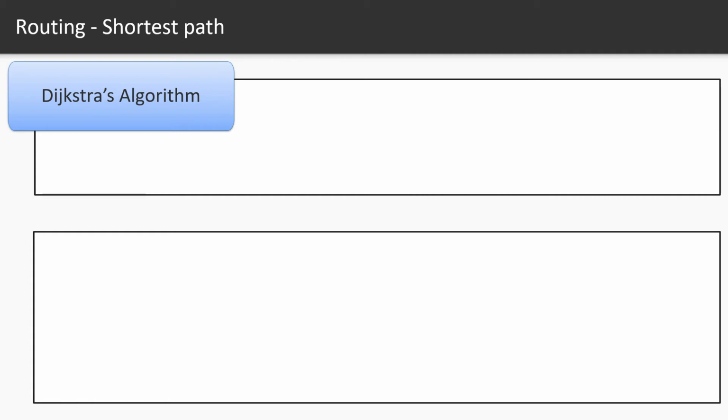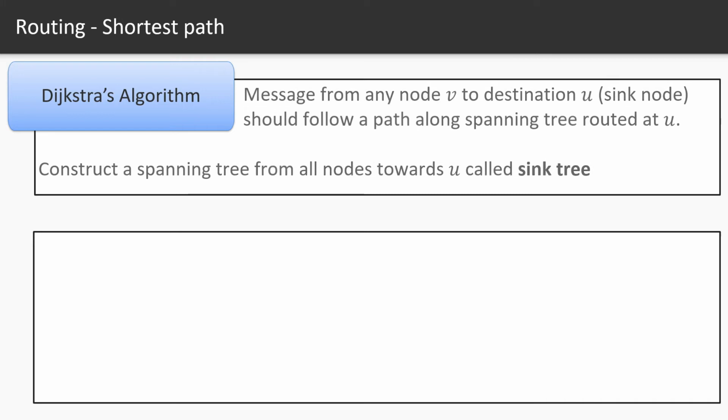In the last section, we got ourselves familiar with how this algorithm works for simple graphs, but now we are going to implement the same for digraphs. We have already studied trees and spanning trees, so the definition for this algorithm will be as follows. A message from any node V to destination node U, also known as the sink node or the root node, should follow a path along a spanning tree rooted at the sink node. So this will allow us to construct a spanning tree from all the nodes towards the sink node. That will eventually make a sink tree.